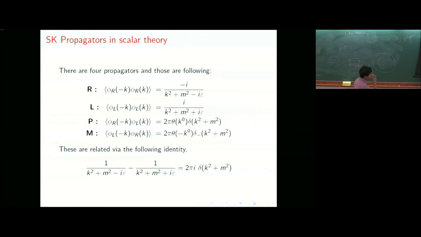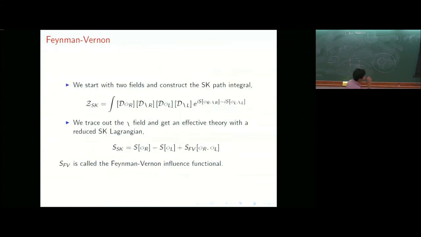So far, we haven't talked about anything on openness of this theory. So this is just unitary theory, unitary evolution of the density matrix. Now we'll come to non-unitarity.